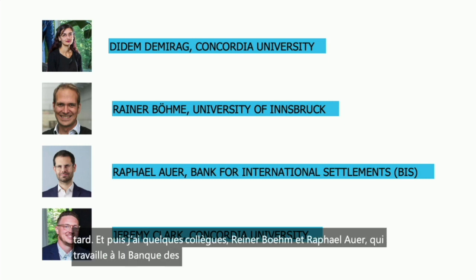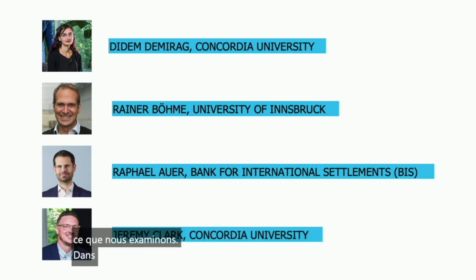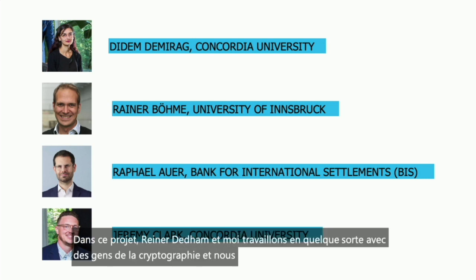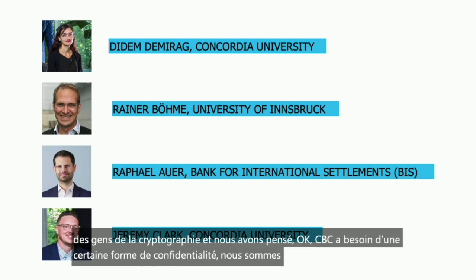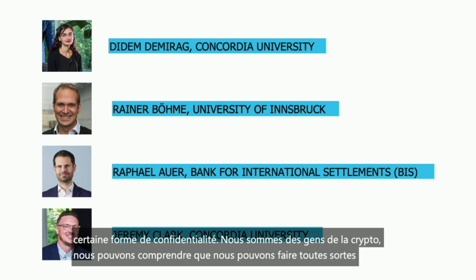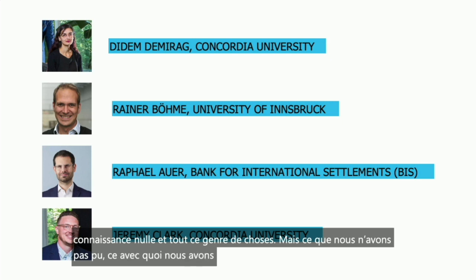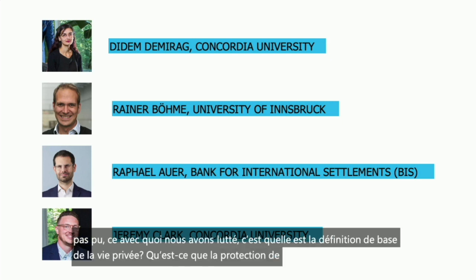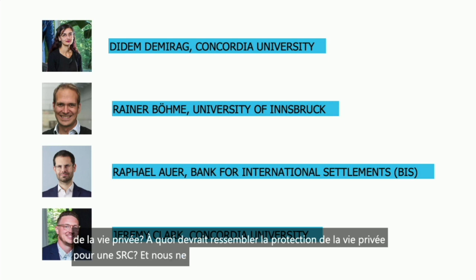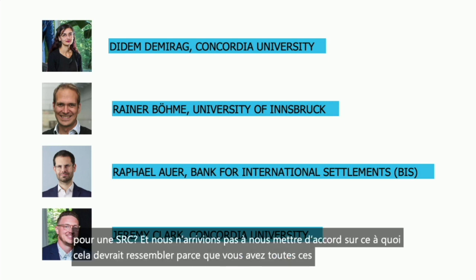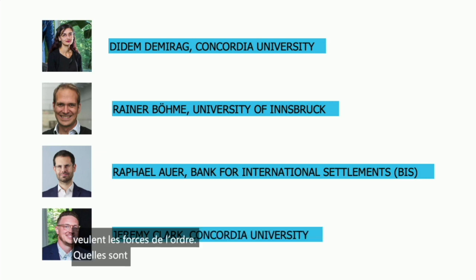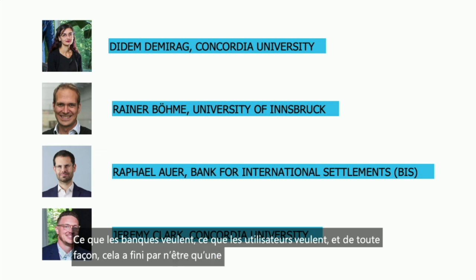Rainer, Didem, and I are crypto people. We thought, okay, CBDCs need some form of privacy. We can do all sorts of fancy things, like zero knowledge proofs and all this stuff. But what we struggled with is, what's the basic definition of privacy? What should privacy look like for a CBDC? We couldn't agree, because you have all these tensions between what law enforcement wants, what banks want, and what users want. So this ended up being an exploration of the privacy options that you could have.